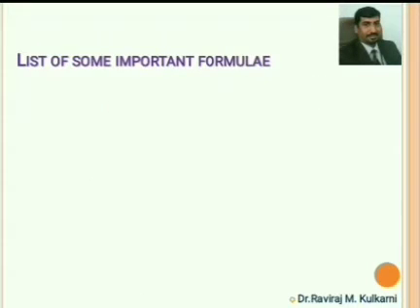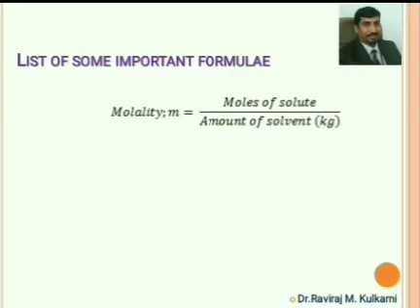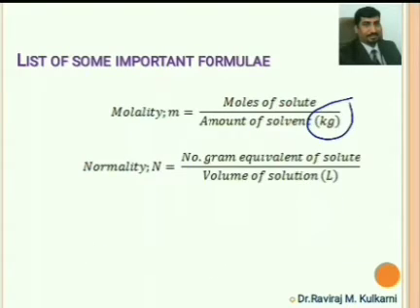Some more important formulae. Molality is moles of solute divided by amount of solvent in kg. The only difference is that in molarity it is liter, now it is kg. Normality N is equal to number of gram equivalents of solute divided by volume of solution in liter.